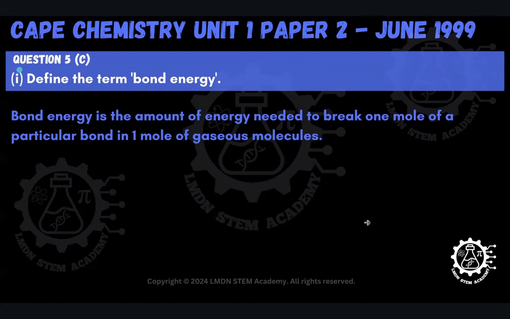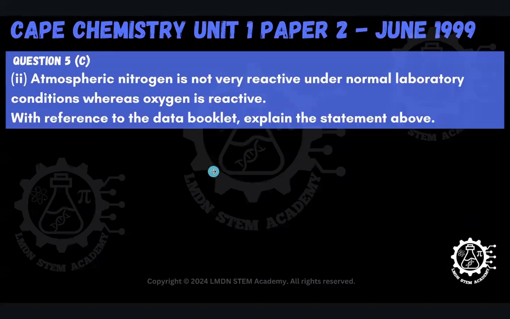And so now the next question is saying that atmospheric nitrogen is not very reactive under normal laboratory conditions, whereas oxygen is reactive. With reference to the data booklet, they want us to explain the statement above, using a bond energy argument to explain why atmospheric nitrogen is not very reactive whereas oxygen is reactive.